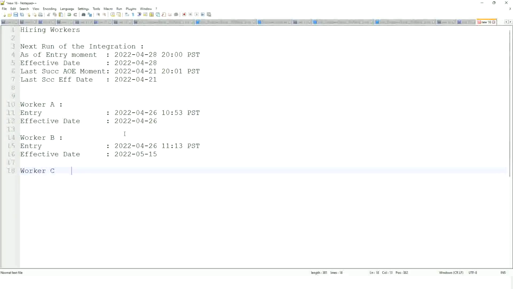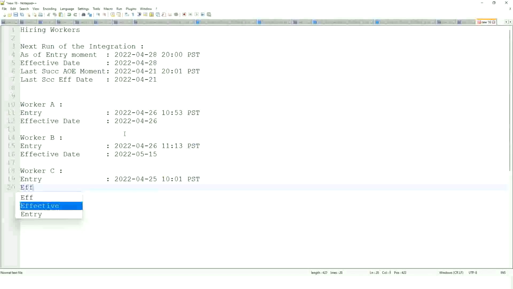Then we have a worker C, right? The worker C, the entry was made on 2022-04-25. Sorry, 26, sorry, 25. Let's make it 25, something different, at 10 a.m. PST. The effective date for this hire was 2022-04-19, okay. It's a past dated entry for worker C.